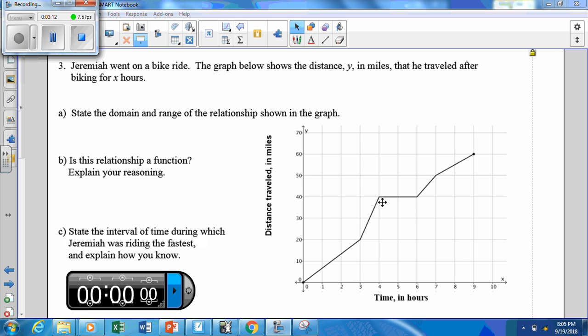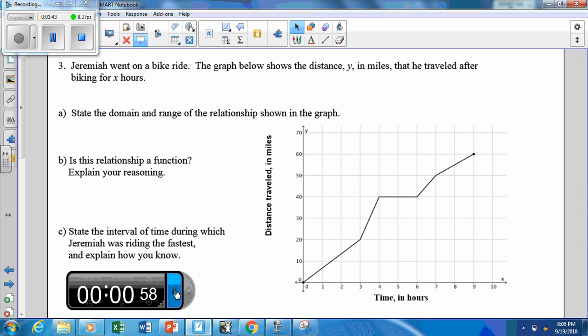The question is now, what is the domain and range of the relationship? And is the relationship a function? And then they threw one at us also. State the interval where Jeremiah is running the fastest. Okay, guys, 1 minute is on the clock. Think, pair, and share in class. Go right ahead, go for it. And if you're at home, you know what to do. Pause this video and try to work it out on your own.